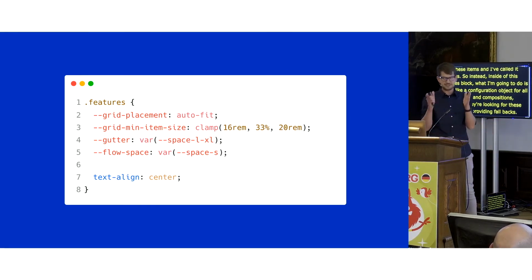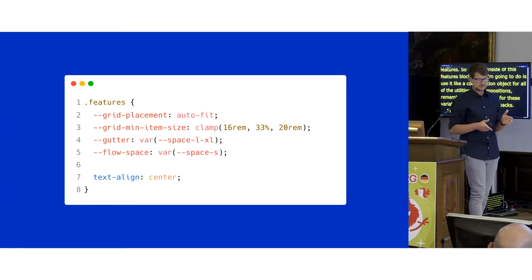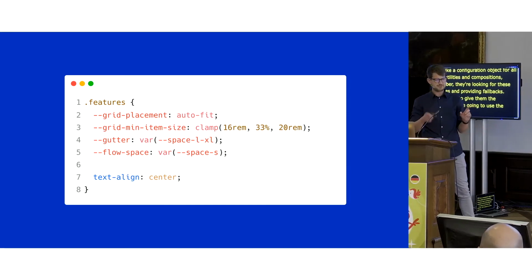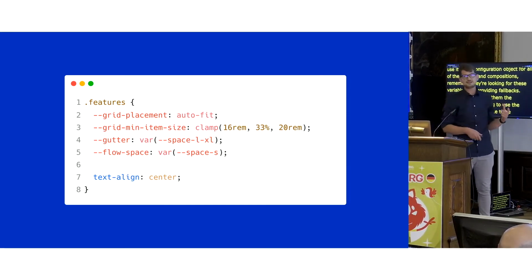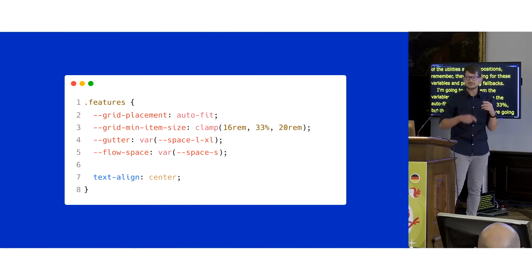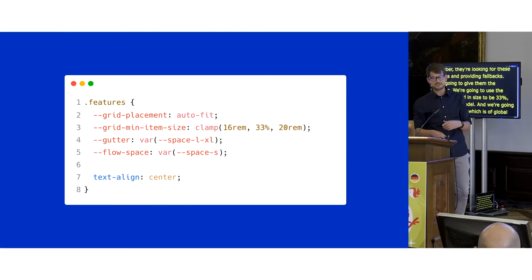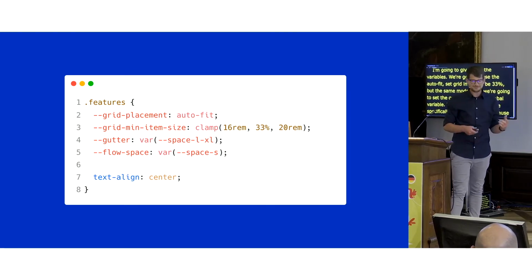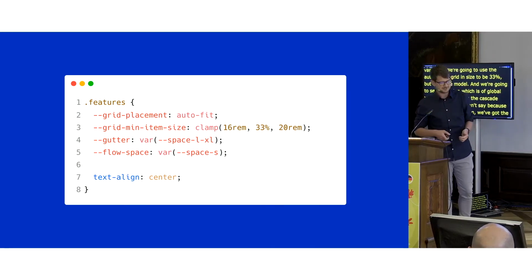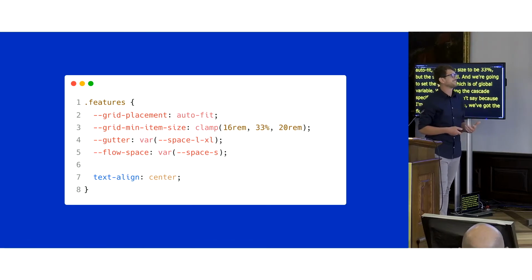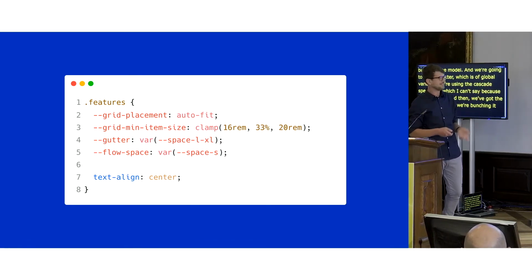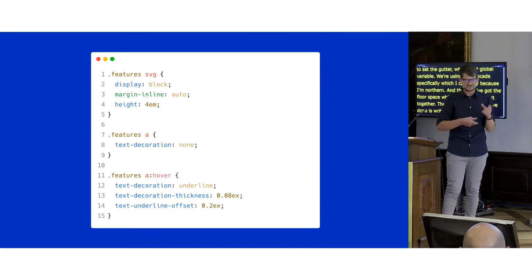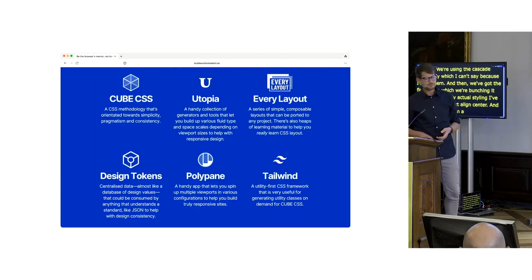So again, we're going to use the auto-fit to help size the columns. We're going to set grid min item size to be 33% this time, but we're going to use the same model. And then we're going to set the gutter, which is a global variable that we set. So we're using the Cascade and specificity, which I can't say because I'm northern. And then we've got the flow space, which we're bunching together because we're in a smaller context. The only actual styling I've done is written text-align center. I mean, sure, I've written a couple of bits of CSS that size the icons and make the links look better. But what we get is that.